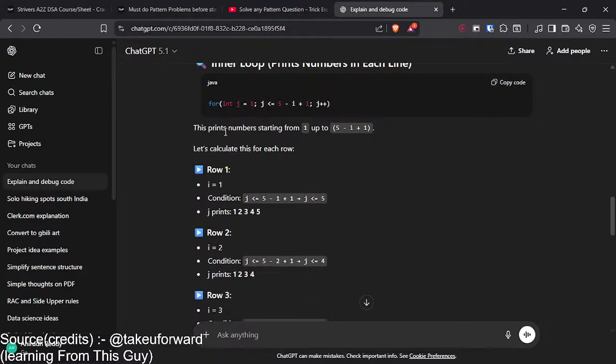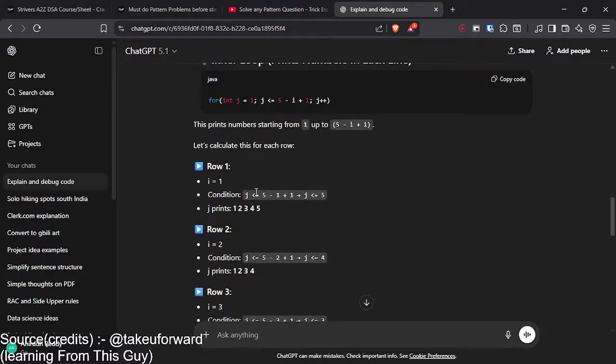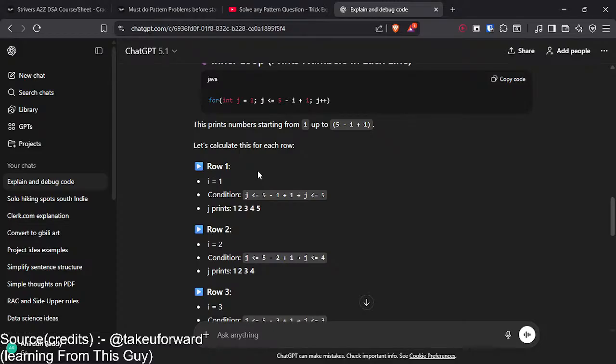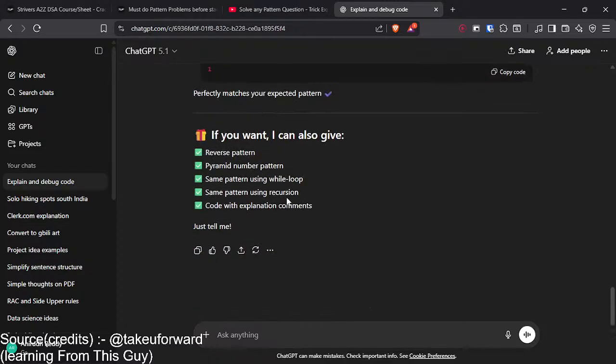And the print number starts from 1, from 1 up to 5 minus I plus 1. So it's like I equals to 1. Okay, okay, okay. Two, okay. It's done. Okay, this I value is right.